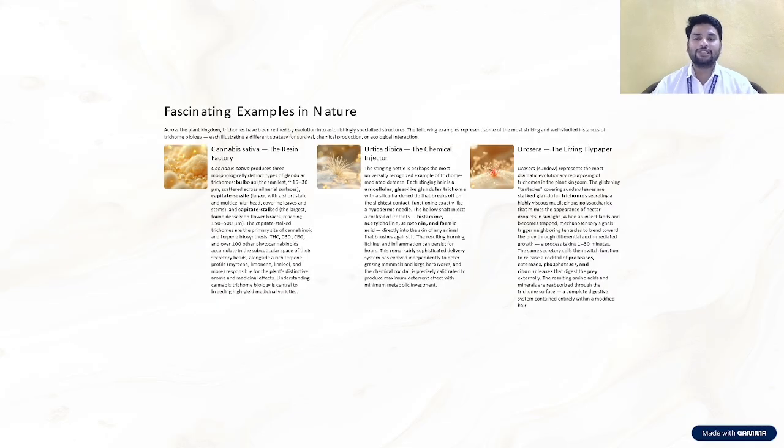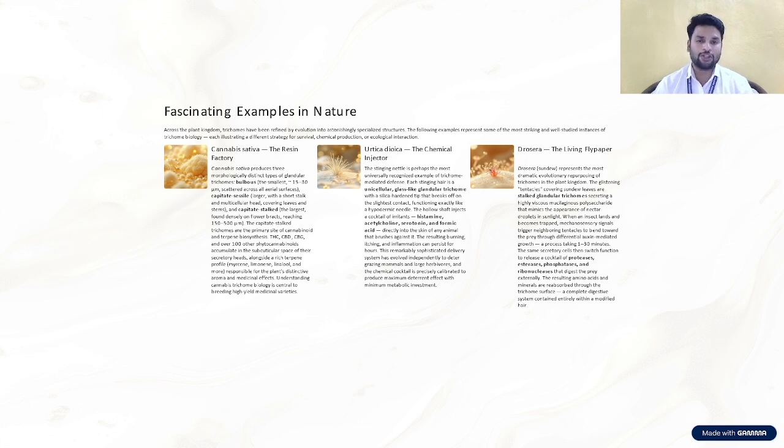Some unique examples of trichomes in nature. Cannabis sativa, the resin factory. Cannabis sativa produces three morphologically distinct types of glandular trichomes: bulbous, capitate sessile, and capitate stalked. These three structures contain different types of secondary metabolites: THC, CBD, and CBG. Then Urtica dioica, the chemical injector.